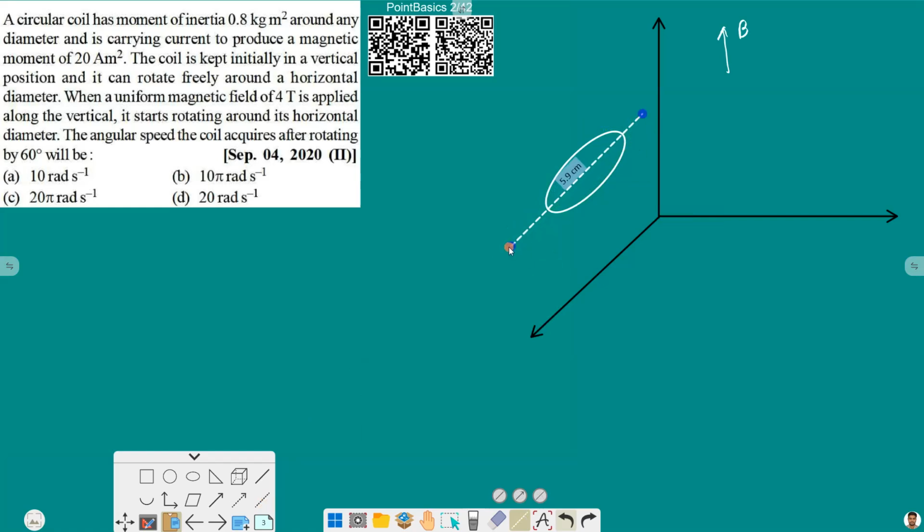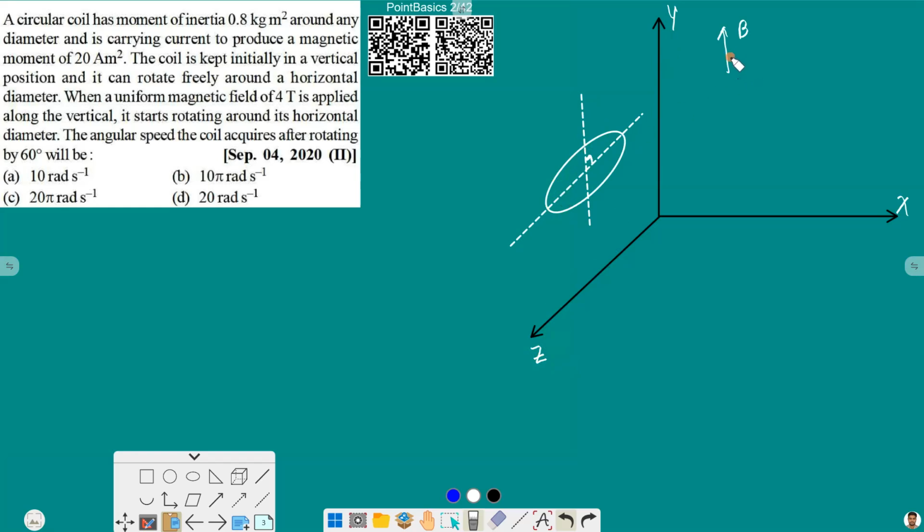This is parallel to z axis, this axis, and here this axis is parallel to y axis. And if you can visualize, this angle will be 90 degrees. Here our coil is in, we can say, YZ plane. This is x axis, this is y axis, this is z axis, and our coil is in YZ plane.